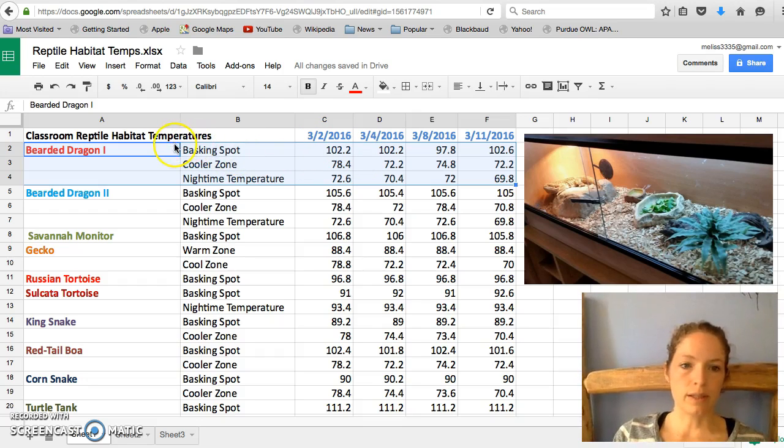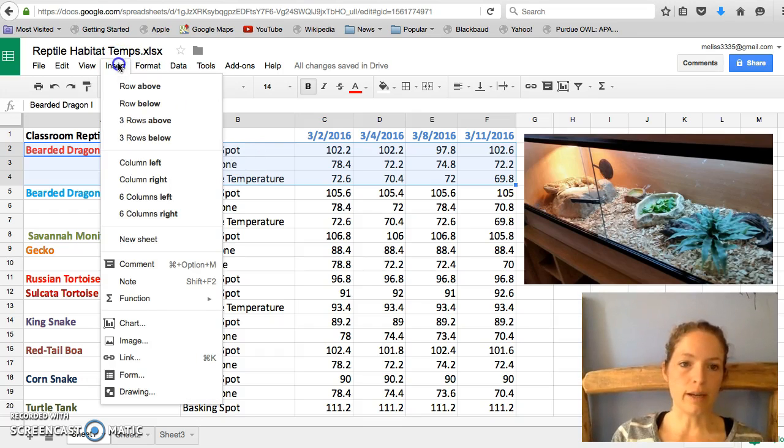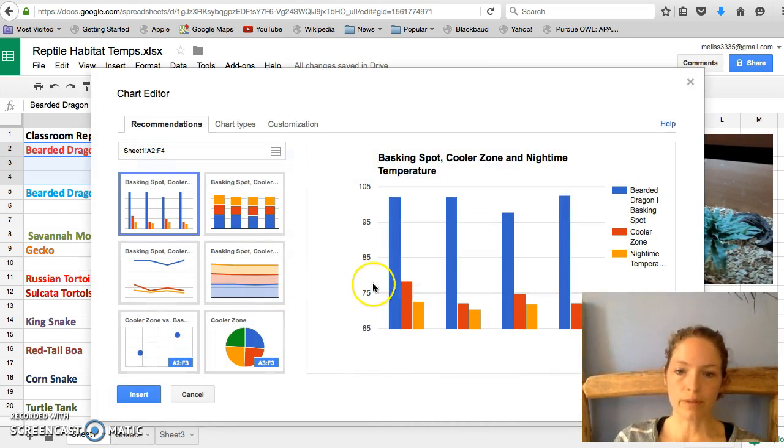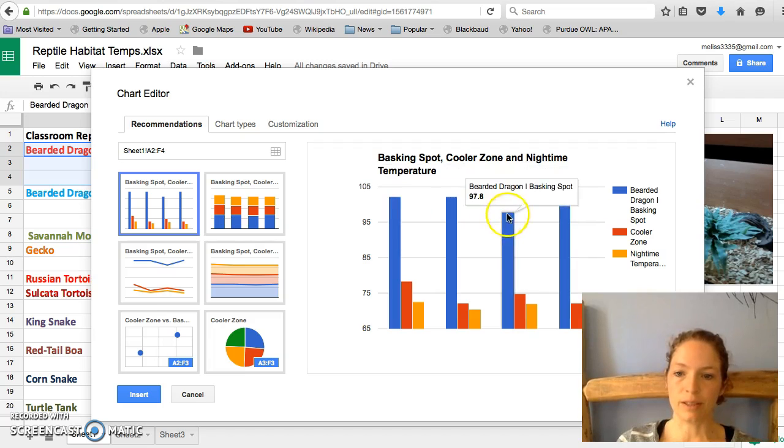A good way to look at this data is through graphs. So I'm going to go here. Well, I'll chart the data and let me see what comes up. Okay, there's a very nice bar graph for this data. The blue is the basking spot, the red is the cooler zone, and the orange is the nighttime temperatures. What I would like to see is a straight line that goes across, and you can see there's a fairly significant dip right there.